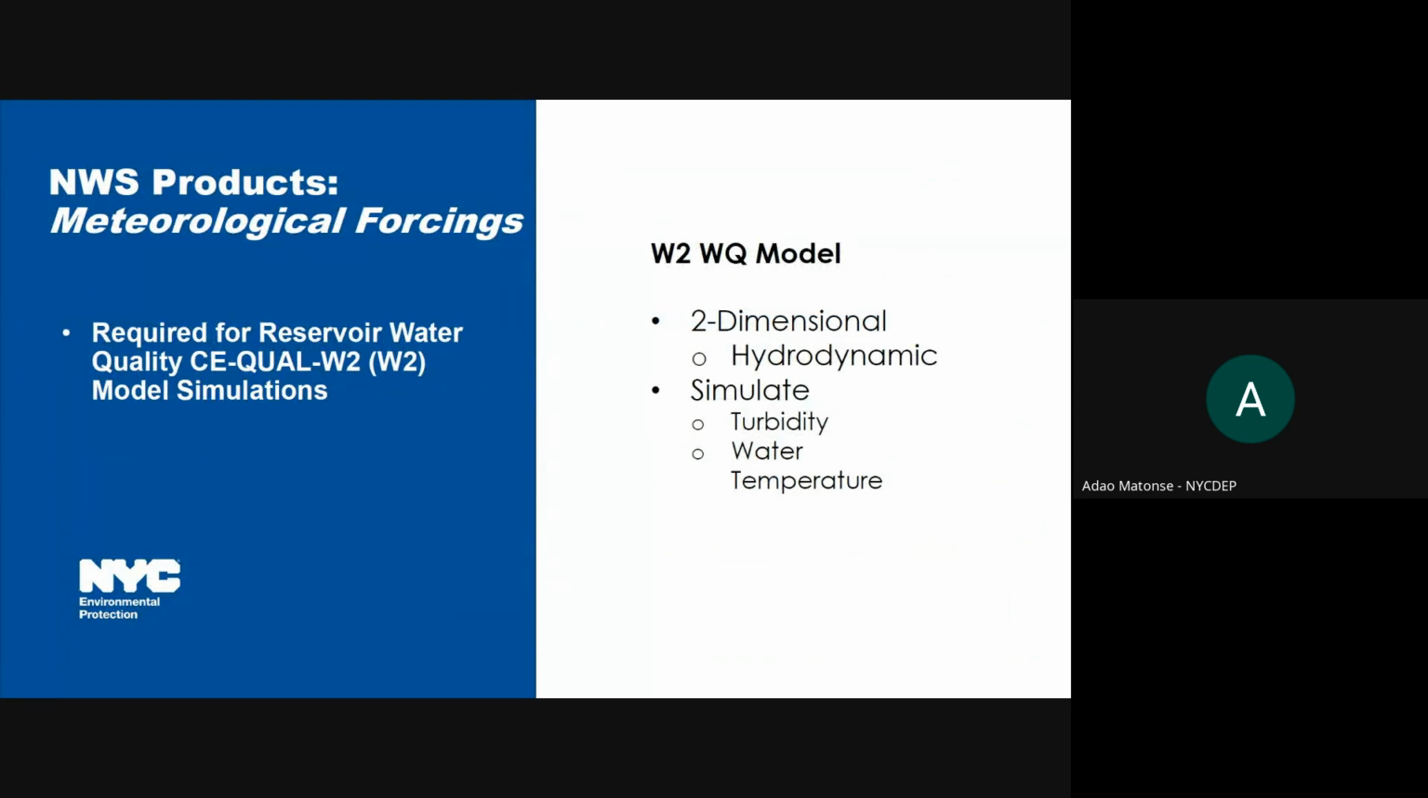Our W2 models require meteorological forcings that include air temperature, dew point, wind speed, wind direction, solar radiation, and precipitation. The W2 water quality models are two-dimensional hydrodynamic models that simulate turbidity and water temperature, as I mentioned before. Next slide.